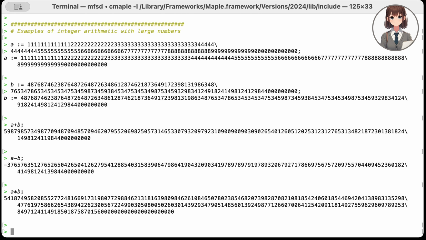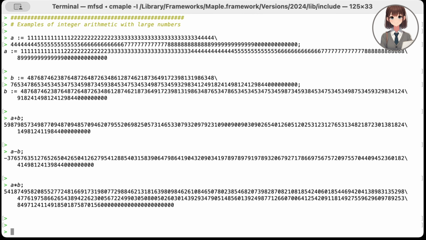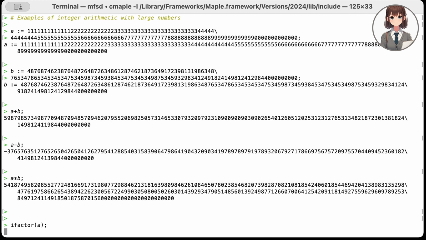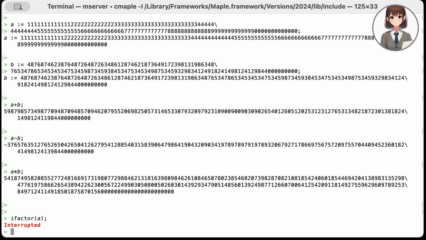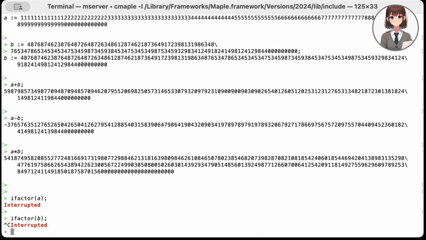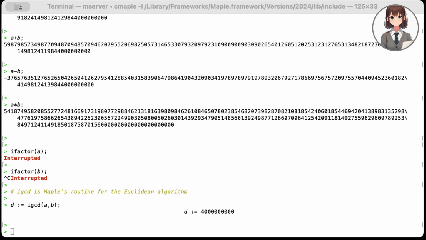Let's find the GCD of a and b. One way to compute greatest common divisors is to first find the prime factorizations of a and b, and then multiply the common prime factors. Let's factor a first. Well, this number is too big for Maple to factor. And so is b. The problem is that no polynomial-time algorithm is known for integer factorization. Instead, let's use the Euclidean algorithm. We get the GCD almost instantaneously, and this is because the Euclidean algorithm is a polynomial-time algorithm.